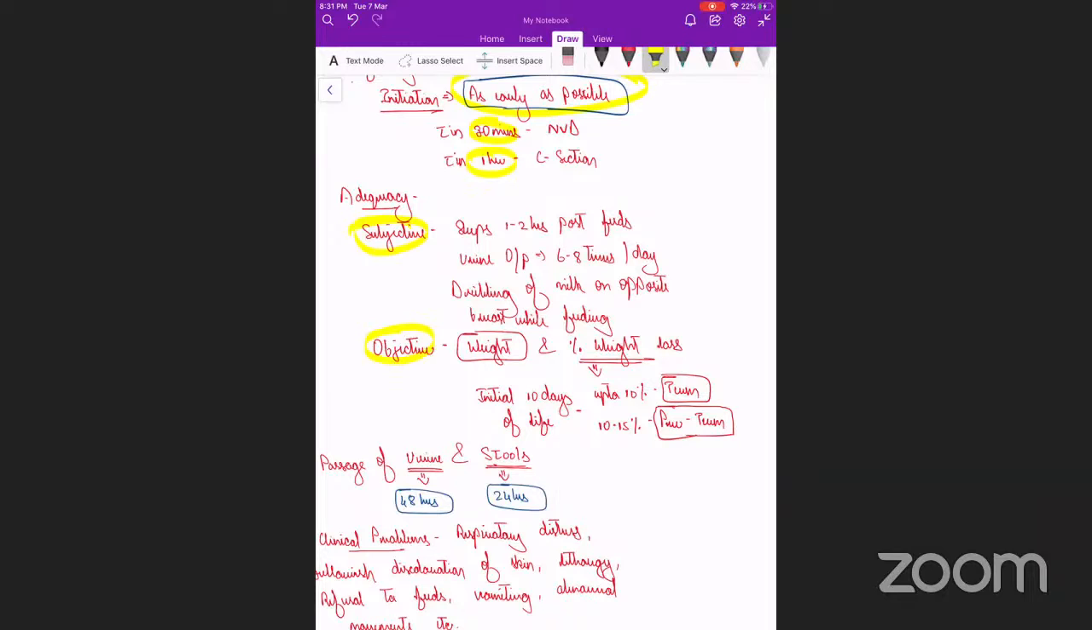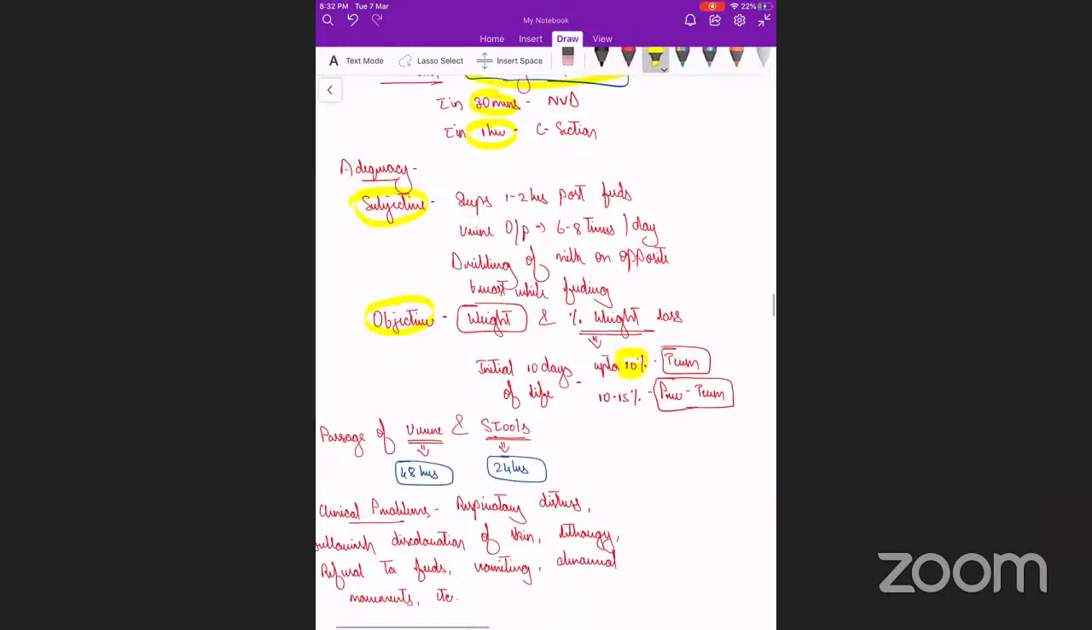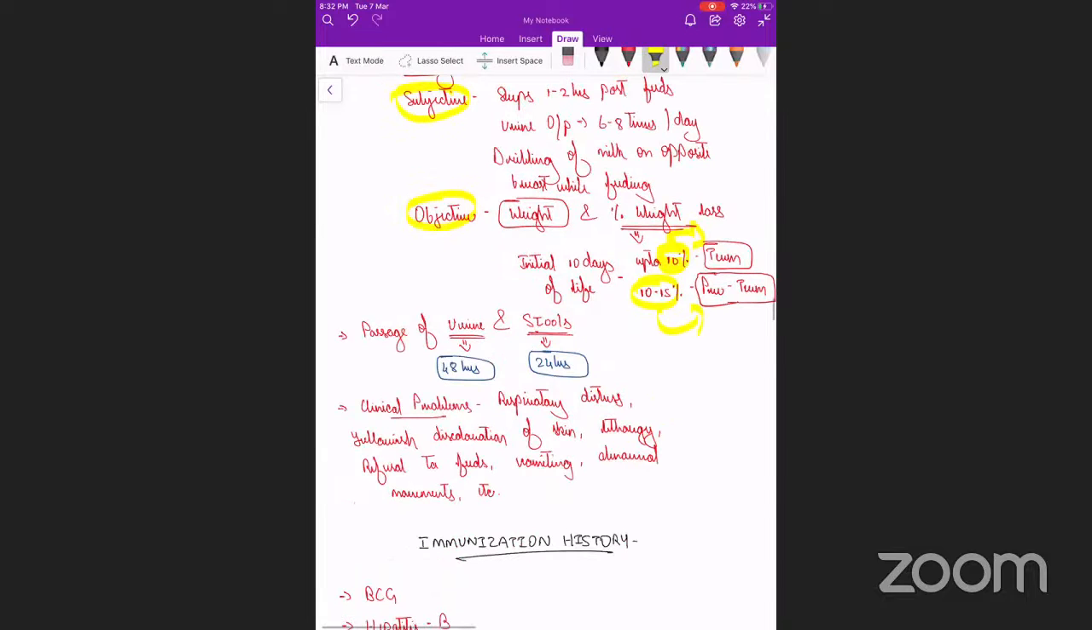For the objective score, we weigh the baby and see whether any weight gain is present. Initially, for 1 week to 10 days, there is weight loss that is present, that we all know. But if it exceeds the recommended weight cutoff, then we can say that the breastfeeding is not adequate, correct? So in the initial 10 days, up to 10% in term is accepted, and up to 10 to 15% in preterm is accepted. Beyond this, we'll have to think that the baby is going into dehydration secondary to inadequate breastfeeding. Fine. Next is passage of urine and stools.